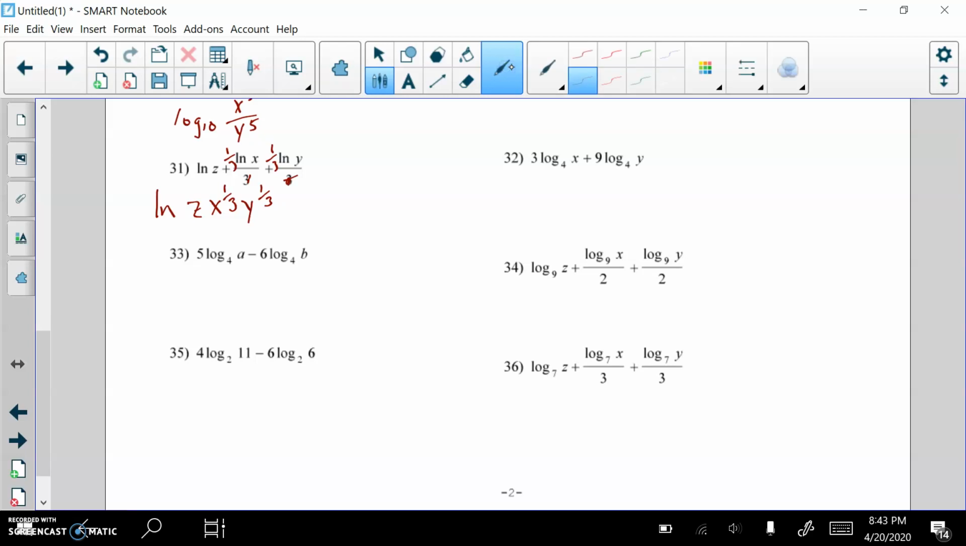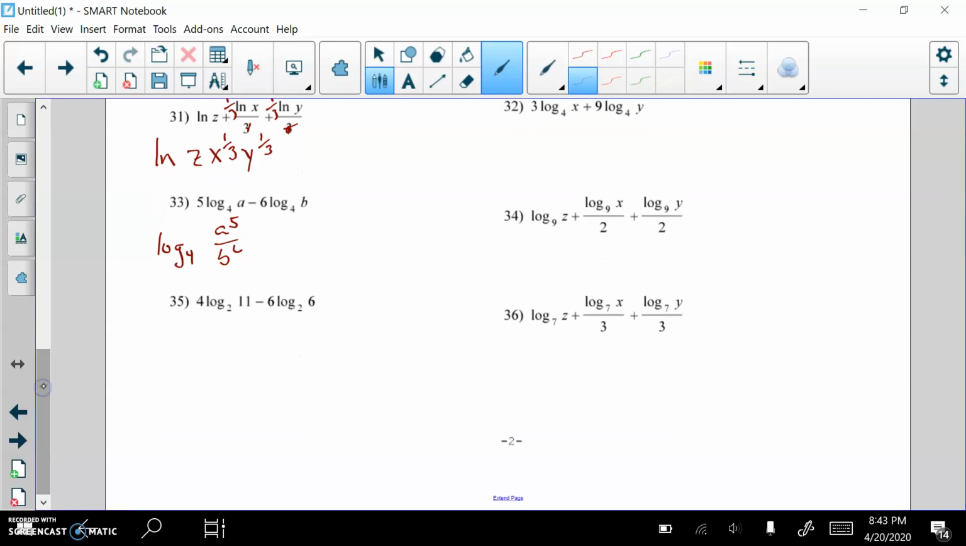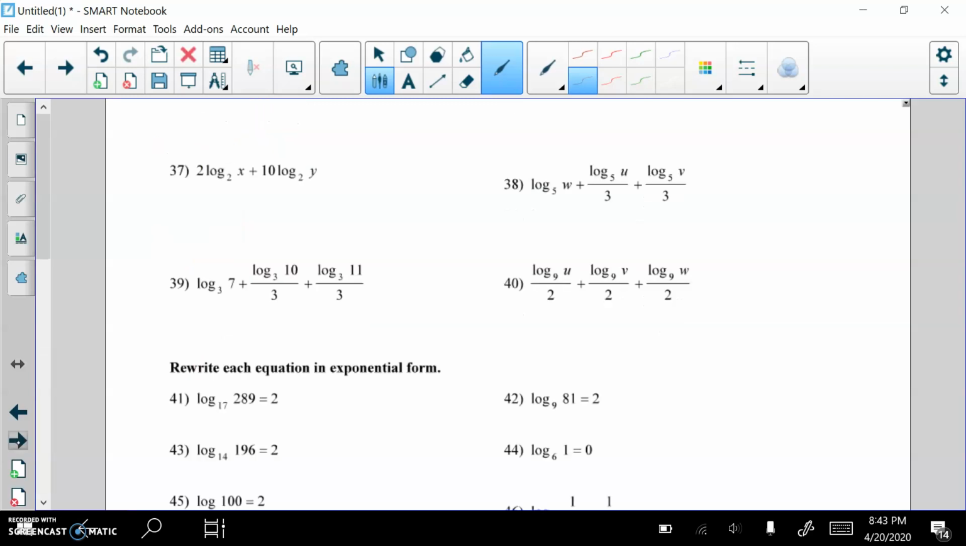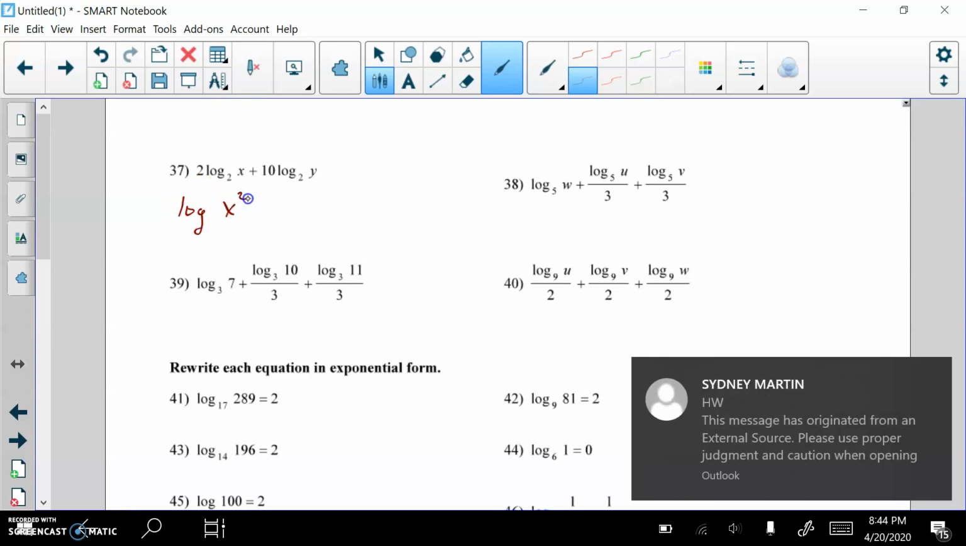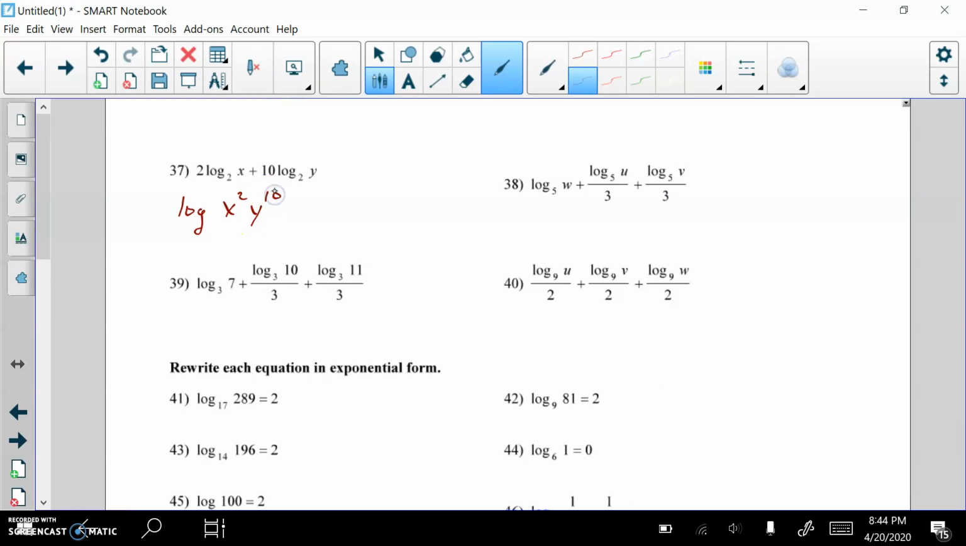Division, log base 4 of a to the 5th divided by b to the 6th, number 35. Log base 2, 11 to the 4th divided by 6 to the 6th. Next page, still condensing. Log base 2, x squared, y to the 10th.